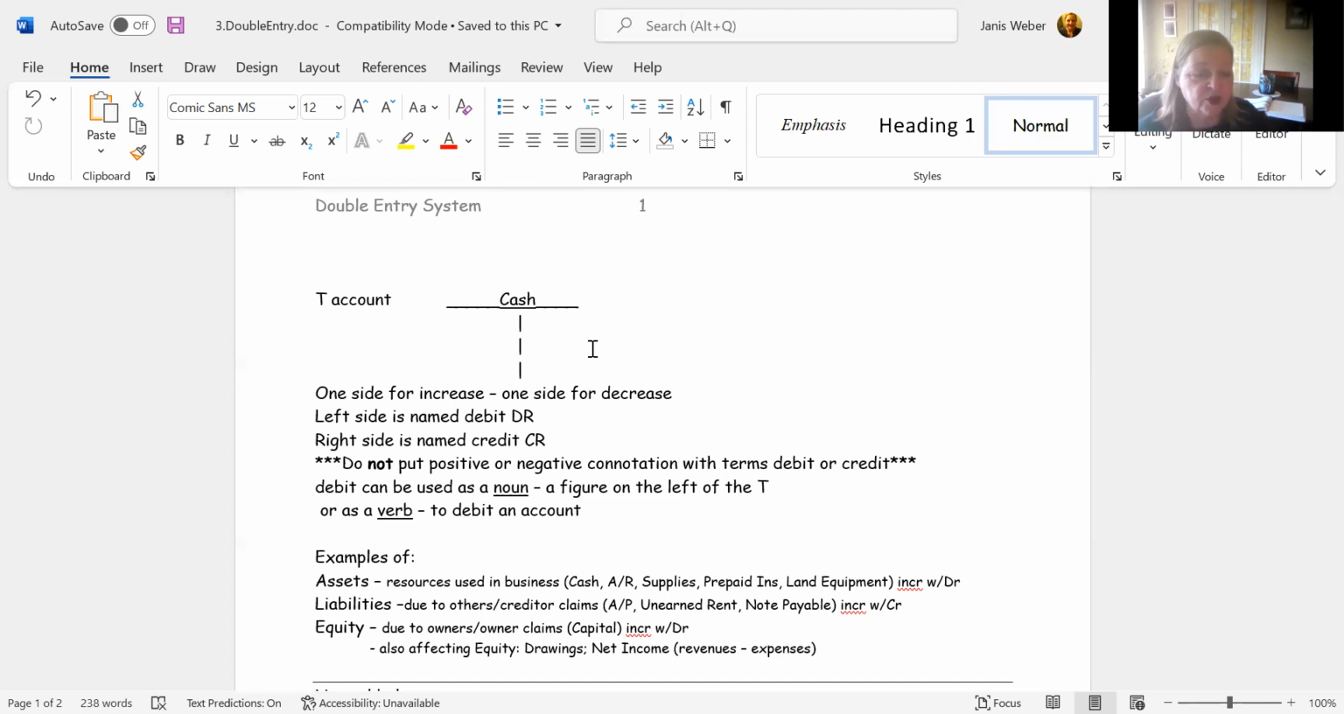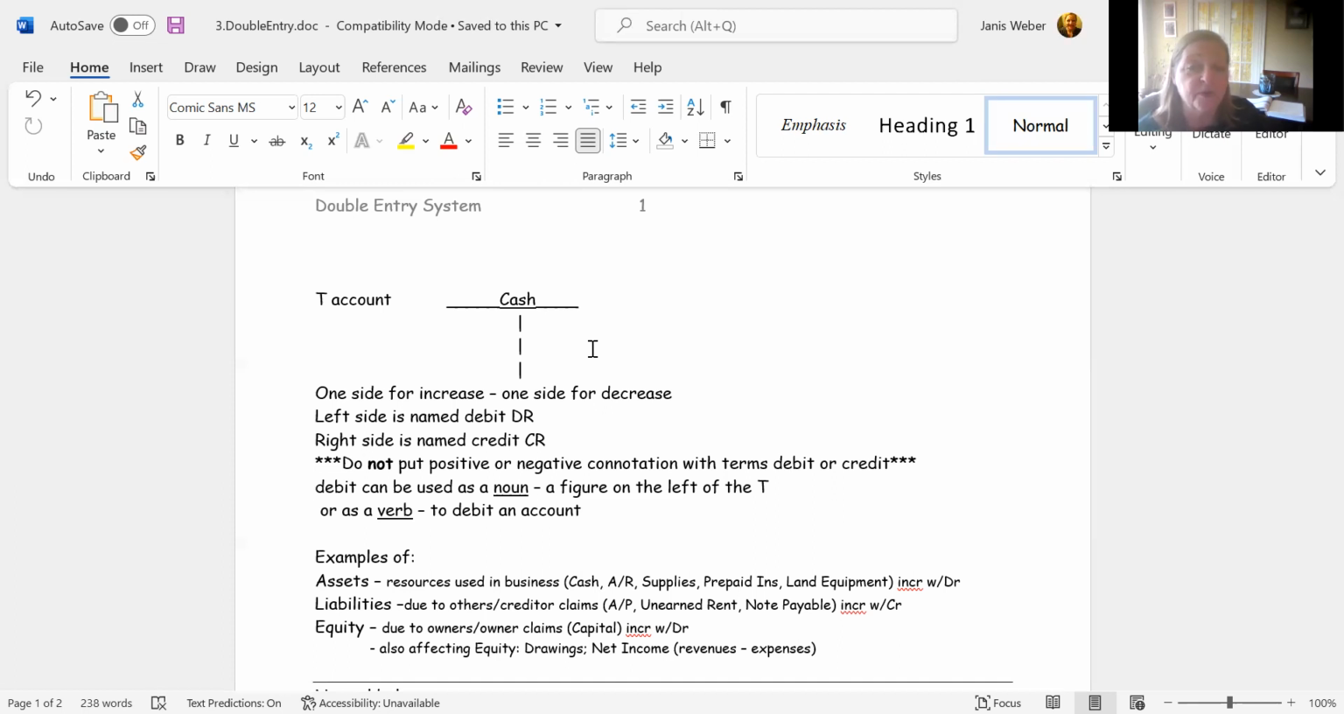Okay, so now let's back up just a little bit and let's talk about these different accounts. Well, for one thing though, I wanted to mention that the word debit can be used two different ways. It could mean I'm going to debit the account, meaning I'm going to use it as a verb, and I'm going to do an action on the T account, which means put an entry on the debit side or the left side of the account's T.